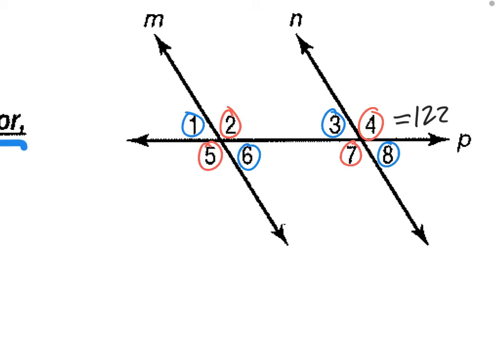If I want to know any of the blue angles, I'm going to have to look at what they give me right here. That flat line is worth 180 degrees. If I want to know angle 3, I'm going to have to take away that 122 for angle 4. So if I do 180 minus 122, I know that angle 3 is going to be 58 degrees, and so will all of the other ones that I have circled in blue.